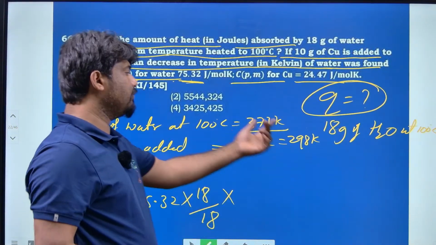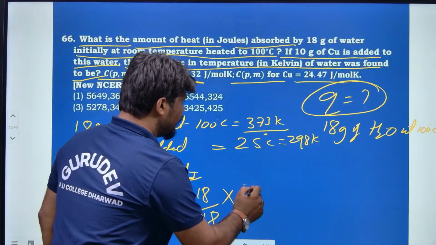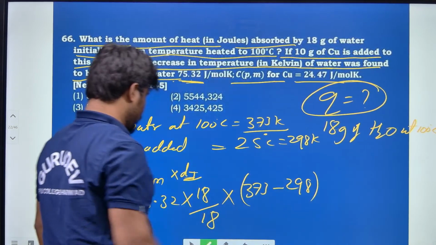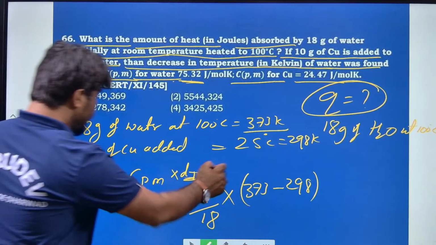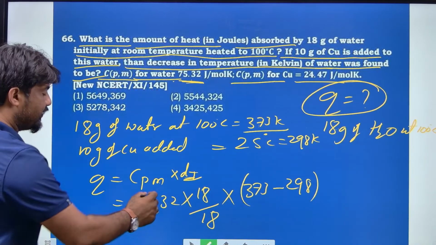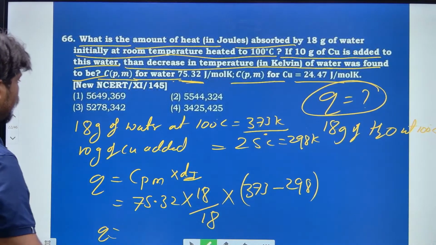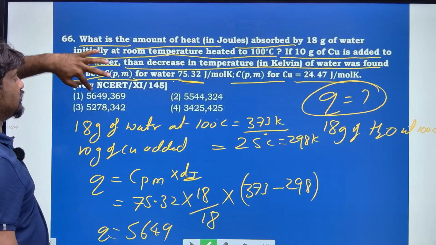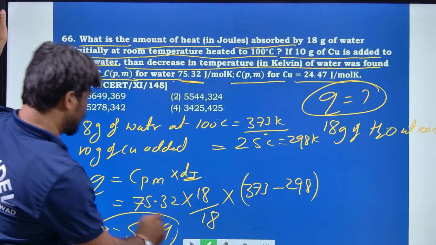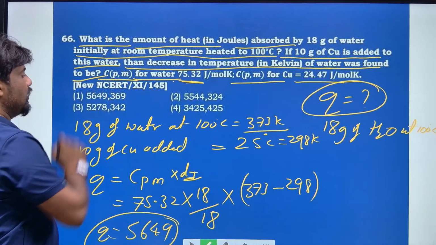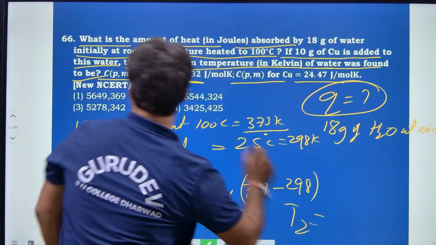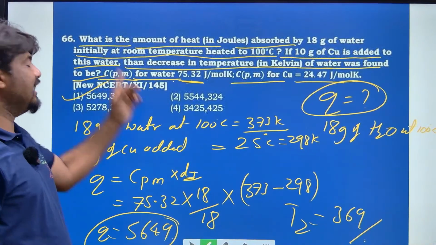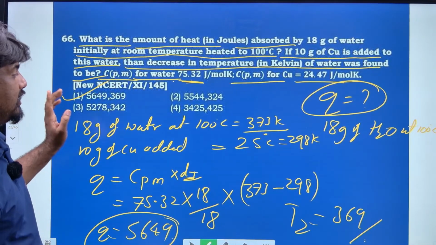Change in temperature means final minus initial. The final is 373 Kelvin minus 298 Kelvin. Here we need to do simplification. After this multiplication and division, I am going to get 5649. This is the Q value. If the Q value is the same, then obviously the T2 value will become 369. Hence the answer A is the right answer for the question here.